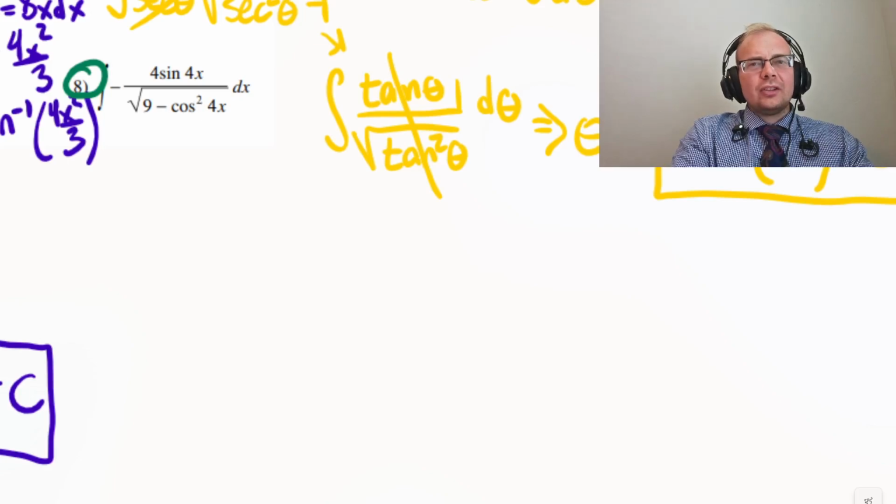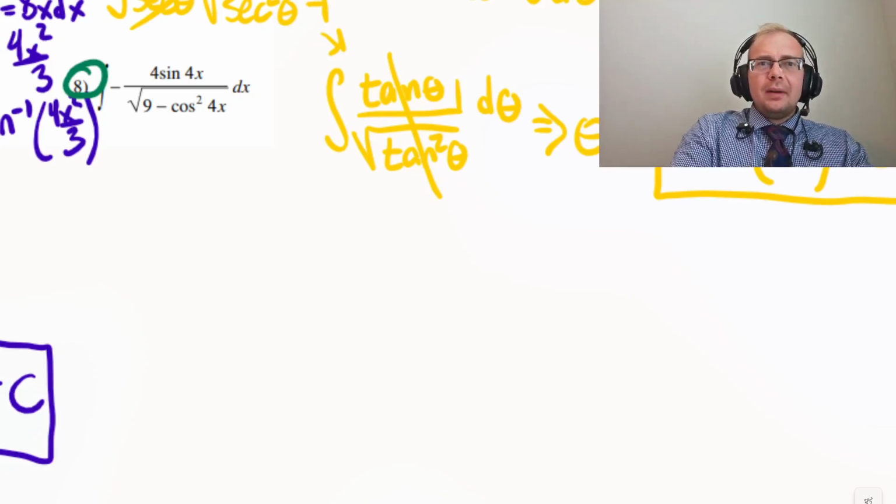Oh, this one is like a trig inside of a trig. Ooh, gnarly. But it is still a 9 first, so this is going to be a sine. A squared, this is in the form a squared minus x squared.